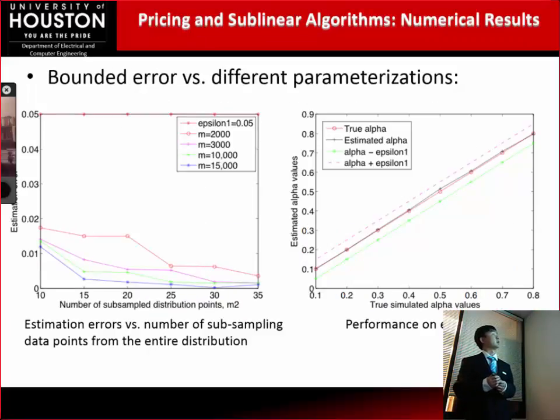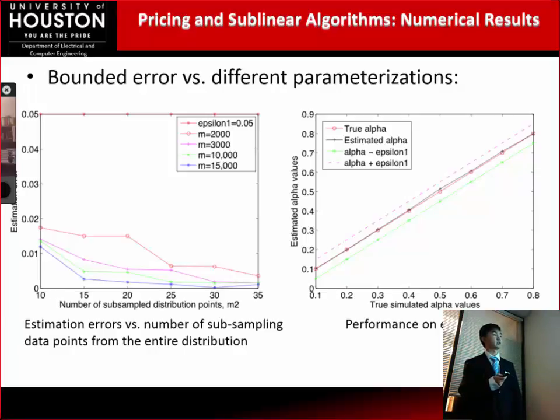And then we present several numerical results to validate our proposed algorithms. The first one, we investigate the estimation errors versus the number of subsampled distribution points, and we also vary the number of subsampled users. As we can see, the more users we sample, or the more distribution points we sample, the more accurate the result, and they are all bounded within 0.05 error. So this is the first validation we made.